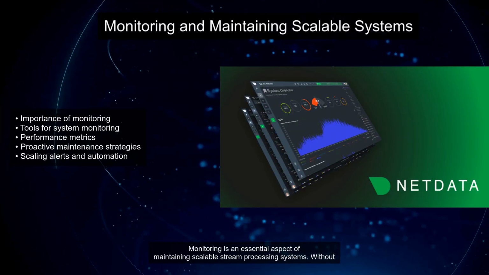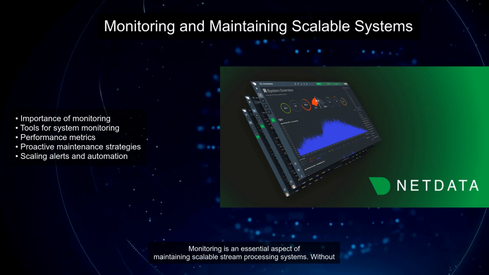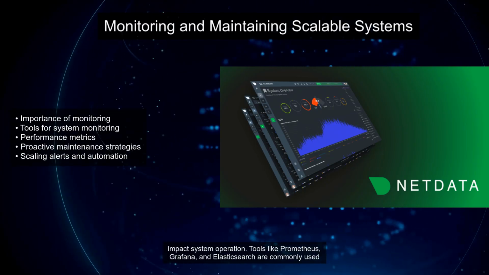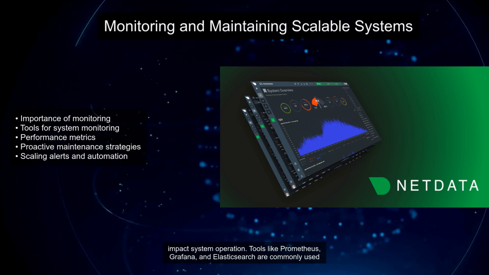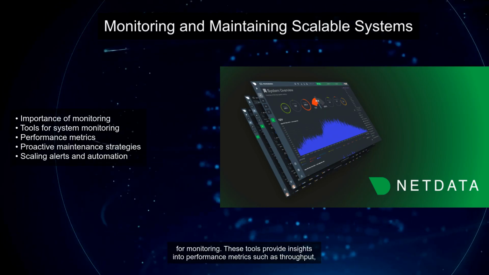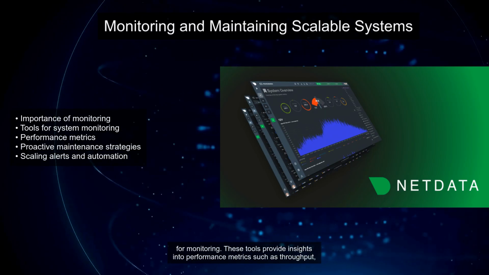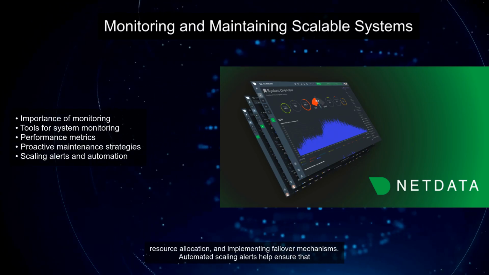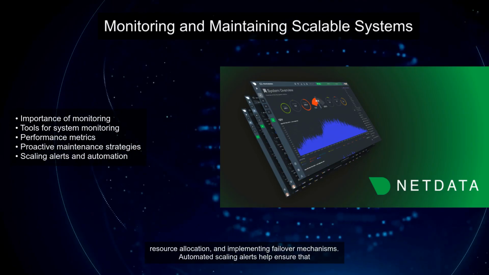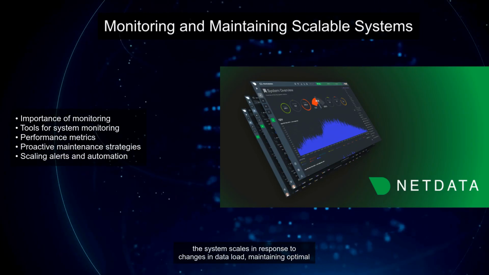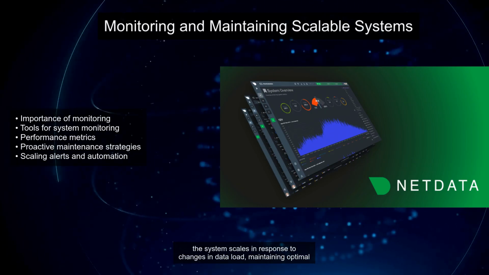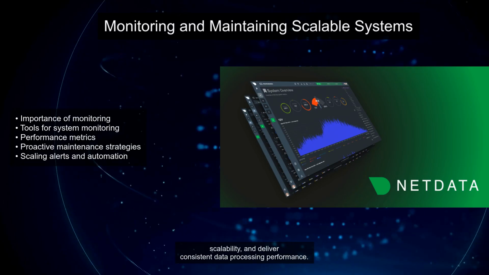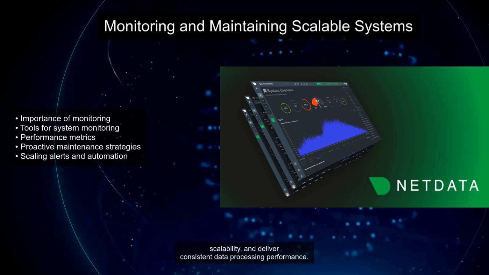Monitoring is an essential aspect of maintaining scalable stream processing systems. Without effective monitoring, it's challenging to identify and address performance issues before they impact system operation. Tools like Prometheus, Grafana, and Elasticsearch are commonly used for monitoring. These tools provide insights into performance metrics such as throughput, latency, and resource utilization. Proactive maintenance strategies involve regularly updating systems, optimizing resource allocation, and implementing failover mechanisms. Automated scaling alerts help ensure that the system scales in response to changes in data load, maintaining optimal performance. By actively monitoring and maintaining systems, organizations can prevent downtime, ensure scalability, and deliver consistent data processing performance.